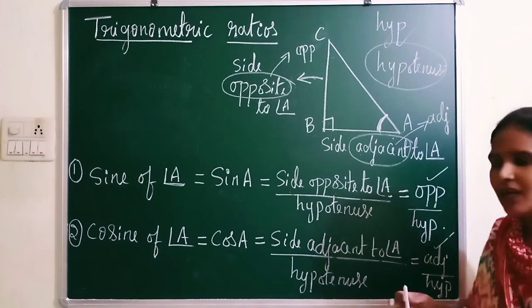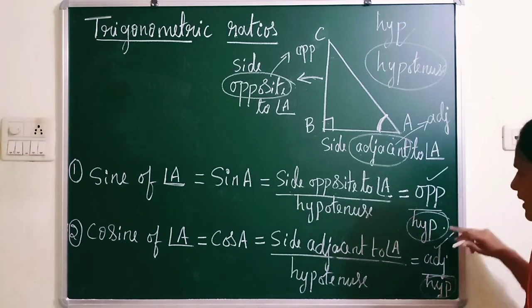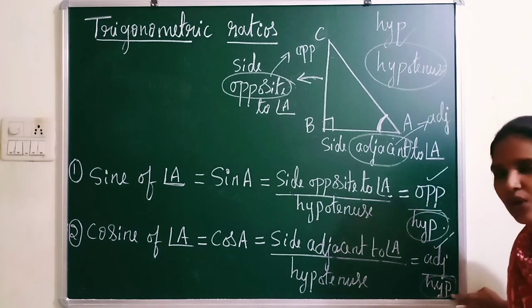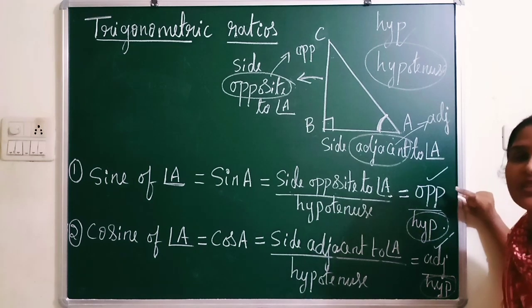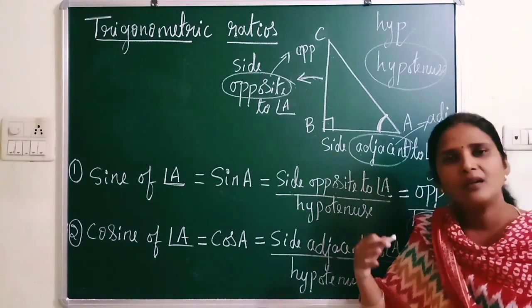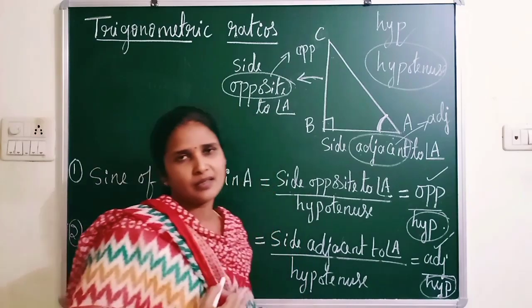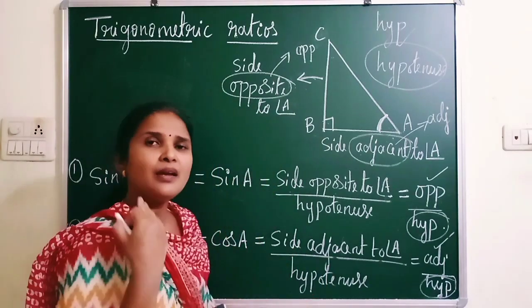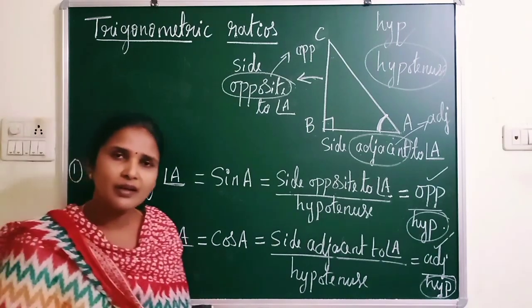The observation is very important here. You can see the denominator is the same for both. The denominator is hypotenuse here, and here also the denominator is hypotenuse. The only thing that changes is the numerator. For sine it is opposite and for cos it is adjacent. So sine A is opposite by hypotenuse and cos A is adjacent by hypotenuse. You can observe these two. Now we have learned two trigonometric ratios.